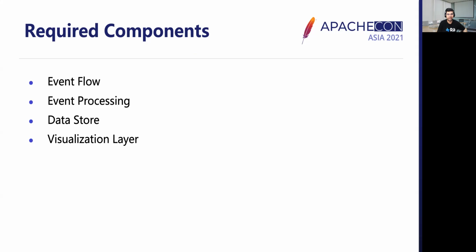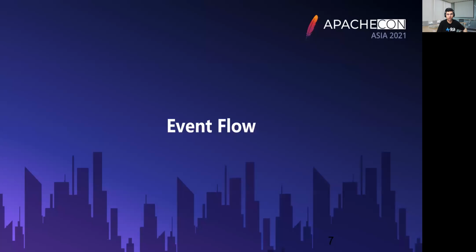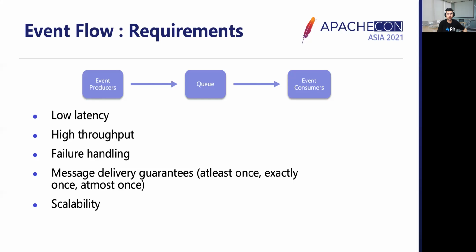Now let us deep dive into the detailed requirements of each of these four components and see how different open source technologies can help solve those requirements. The first one is event flow. Event flow is used to send events from one place to another in a reliable and guaranteed way. In event flow, producers produce messages, which are then consumed by the consumers. Most commonly, this is achieved by using a message queue. Producers send messages to a queue from where one or more consumers fetch those events.